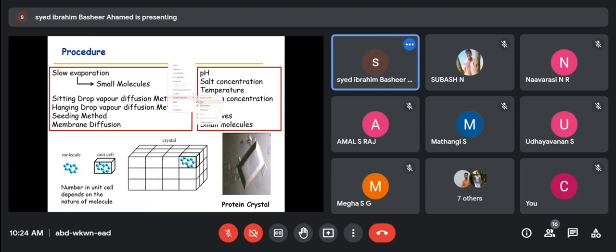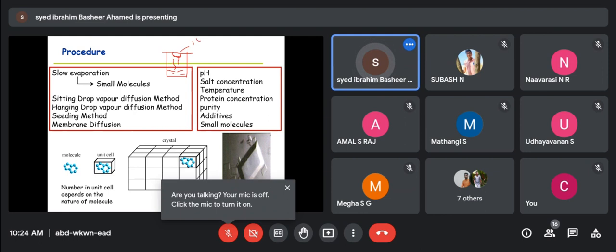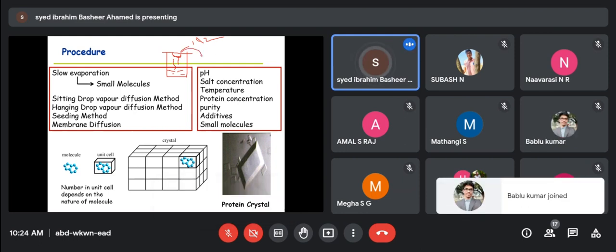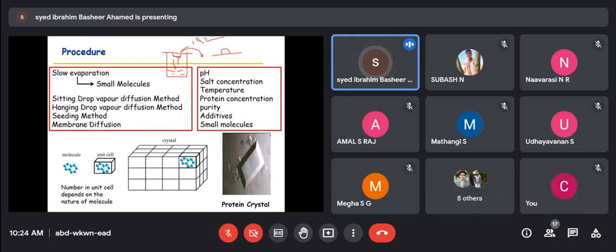I have to show you again. You have the reservoir like this, and you have the cover slip. Here you have the buffer, and from the buffer there will be evaporation, and here you have the protein solution. So it will interact with the protein solution for one or two days. Then what you will do is take off this cover slip, and you will have the protein solution here.